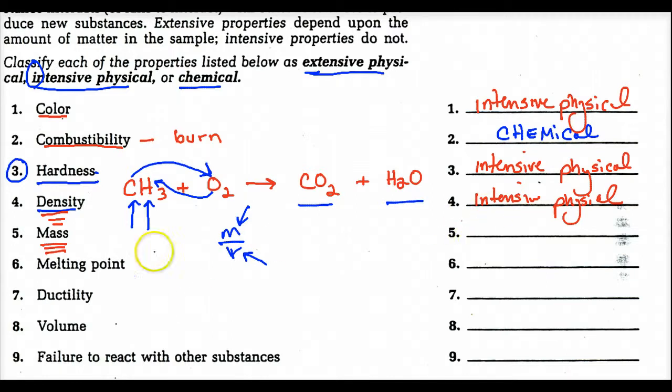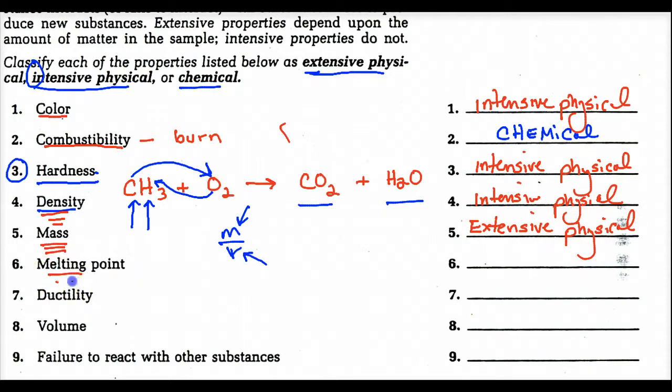So mass is a physical property, but you can't use it to identify things. You can't identify gold by how heavy it is alone. All right, so it is an extensive property. Extensive is based on the size of the sample. So it's an extensive physical property because when you mass out something, you do not change the chemical formula.